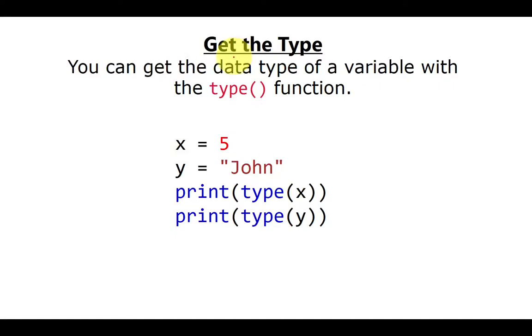Get the type. You can get the data type of a variable with the function type. So if you want to know the type of value that's inside x or in any variable, just type type, then put your variable in between the brackets, and it will tell you if it's an integer, a string, or a float.